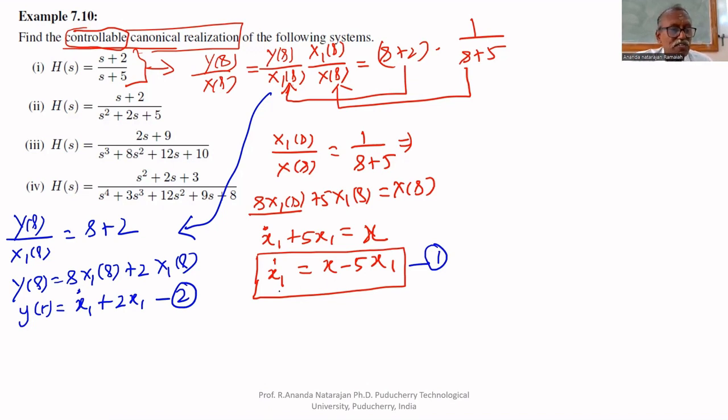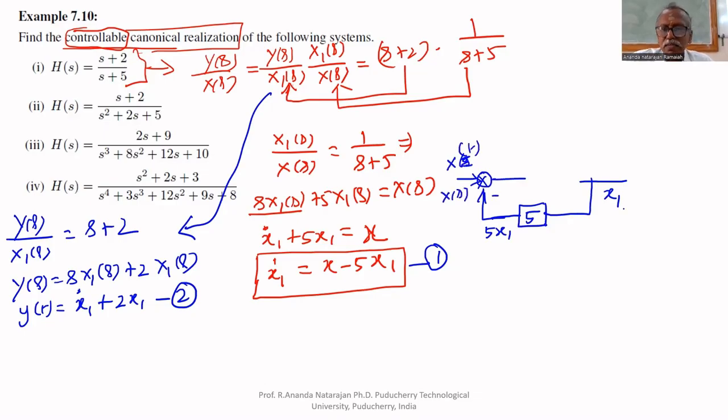First, we have to simulate the first equation. X1 dot equal to x minus 5 x1. Let us assume that x1 is available. As I said earlier, we are assuming that x1 is available. Take 5 times x1. Amplifier gain is 5. You are getting 5 times x1. It is subtracted. Here, x of t is given, or x of s is given here. Here, x1 of s. Both ways you can write.